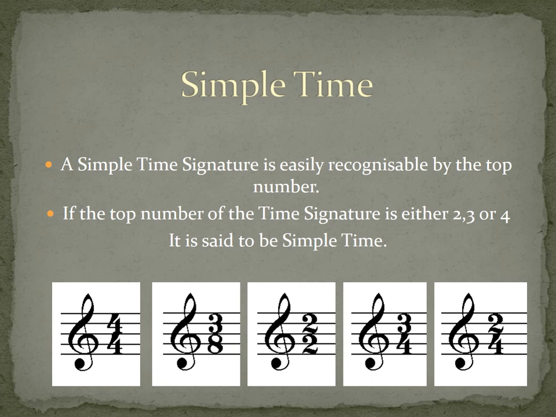Quite simply, the two numbers at the beginning of a piece of music, at the beginning of each staff, indicate the size of each bar, but also the way the notes are grouped together. And a simple time signature is very easily recognisable by the top number. So we're going to concentrate on the top numbers to start off with. If the top number of that time signature is either 2, 3 or 4, it's regarded as simple time.